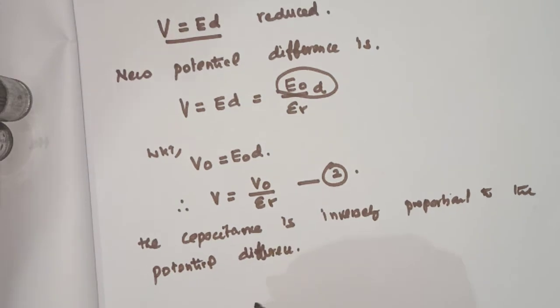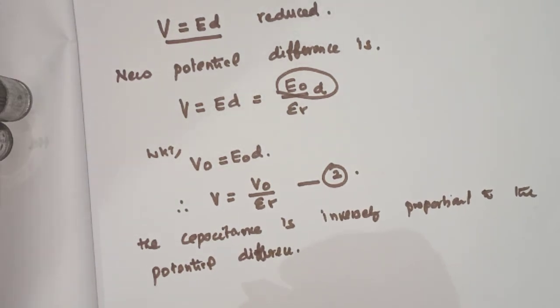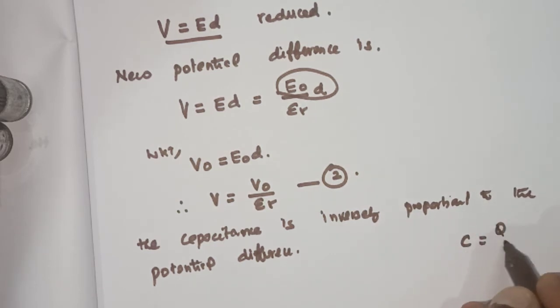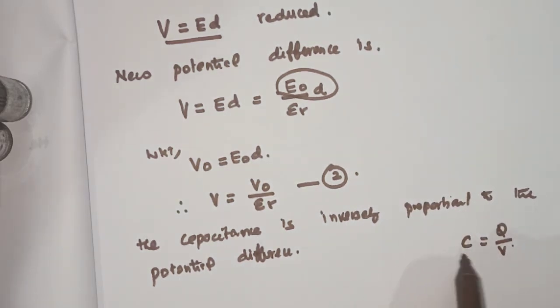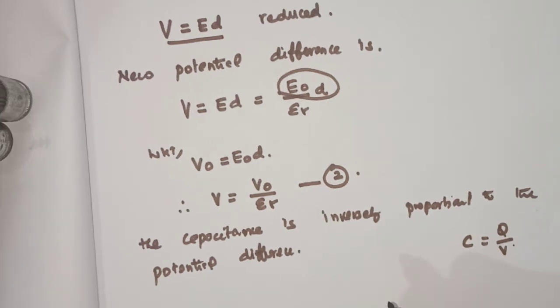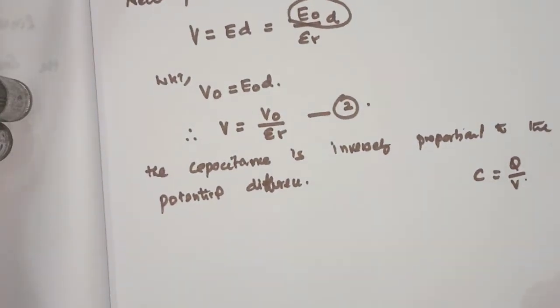So that means, what is that? You know the relation C equal to Q by V. This is the relation. If C increases, potential difference V decreases. Okay, C increases, potential decreases. Therefore, new capacitance is presented.